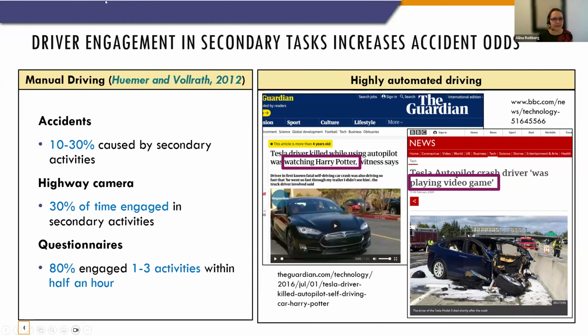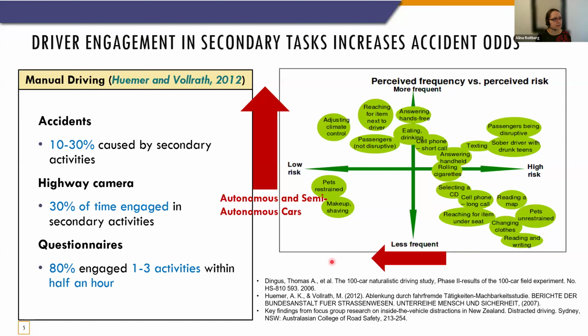So first, let us motivate our models a bit. Why do we even need to look at the driver? The main motivation is that driver engagement in some secondary tasks in fact increases accident odds. We see there several Tesla accidents caused by people watching Harry Potter, playing video games, and so on. This is also empirically shown. There are studies which show that between 10 and 30% of accidents are caused by secondary activities, and also some worrying evidence that 30% of the time drivers are engaged in secondary activities.